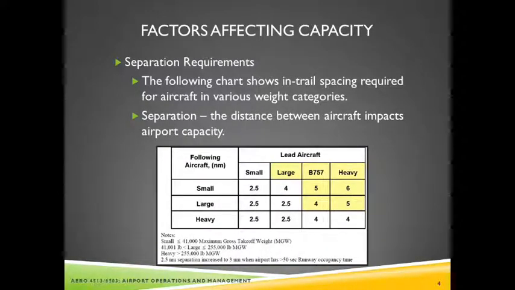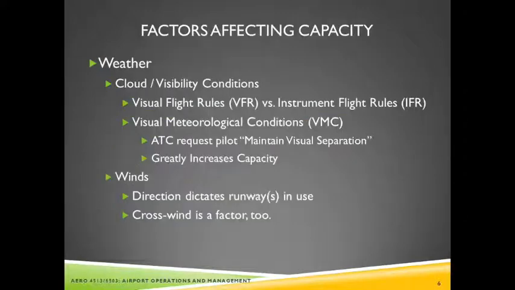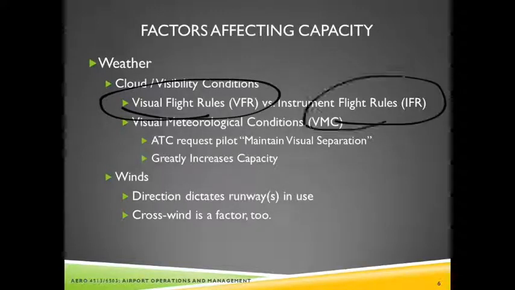Minimum spacing required between aircraft, as you can see from this chart, is a factor of both the leading aircraft and the following aircraft. Weather changes continually and greatly impact airport capacity as well. Cloud height and visibility determine whether the airport can be operated with visual flight rules or instrument flight rules. Visual operations greatly increase airport capacity.